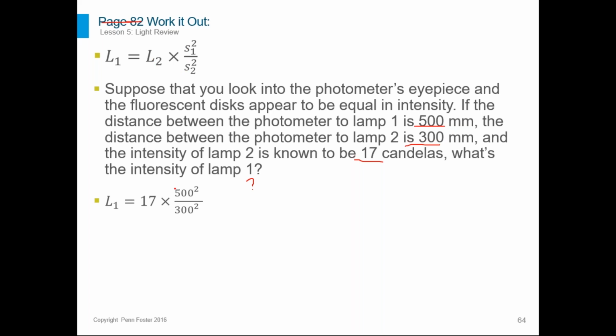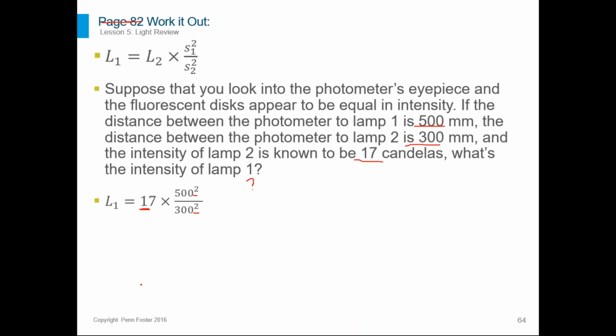Okay, so it looks like this. Our distance for lamp 1 is 500 millimeters. Our distance for lamp 2 is 300, and our intensity is 17. That's all you have to do, is put those numbers in. Now it looks a little bit less scary. We still have the squares there.